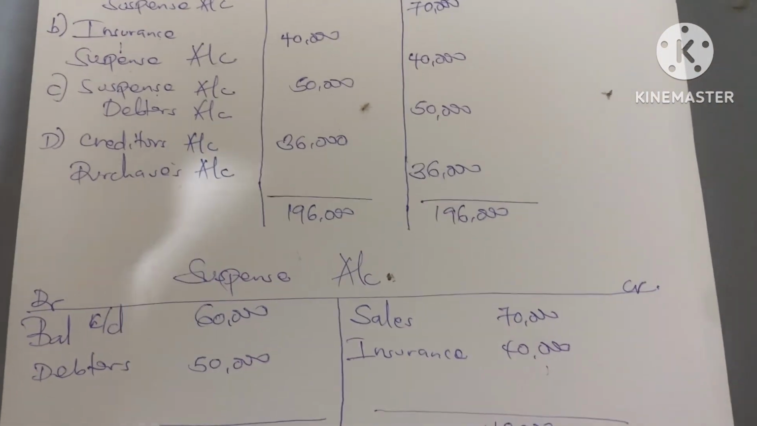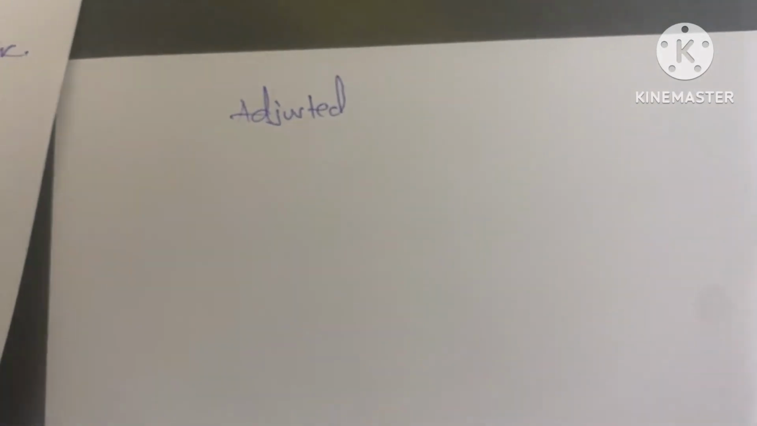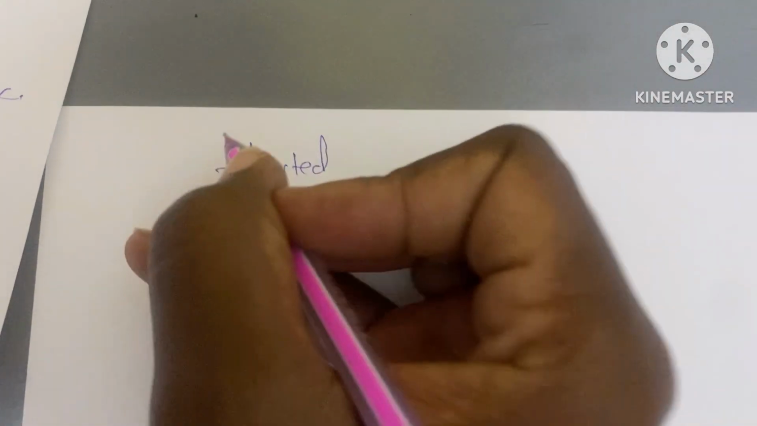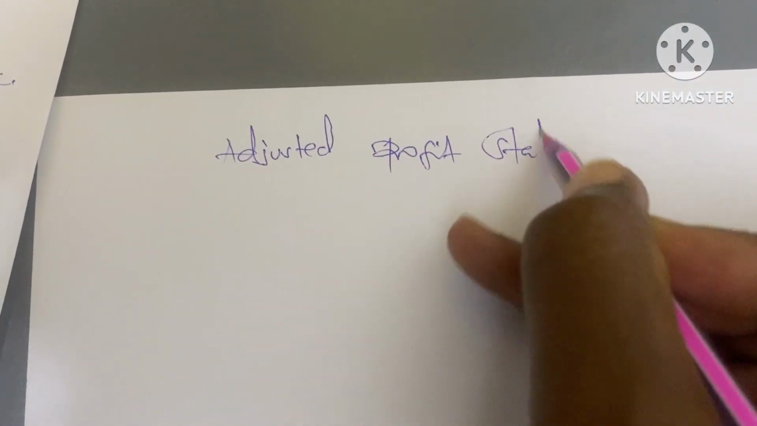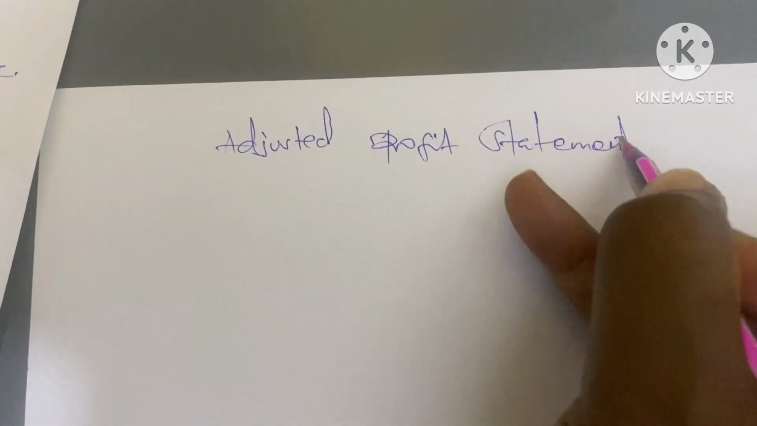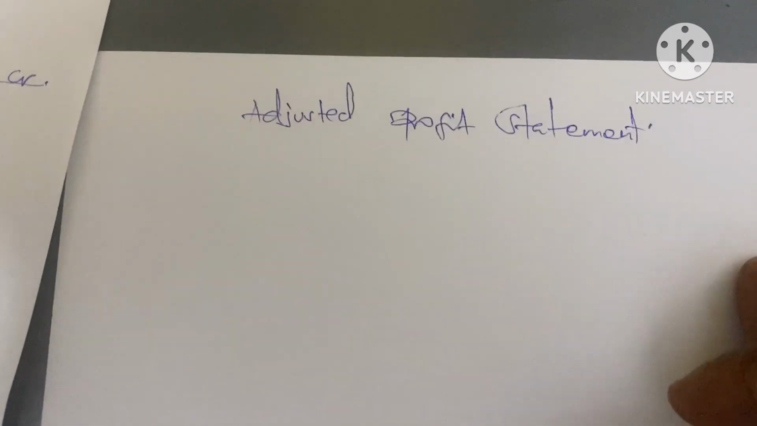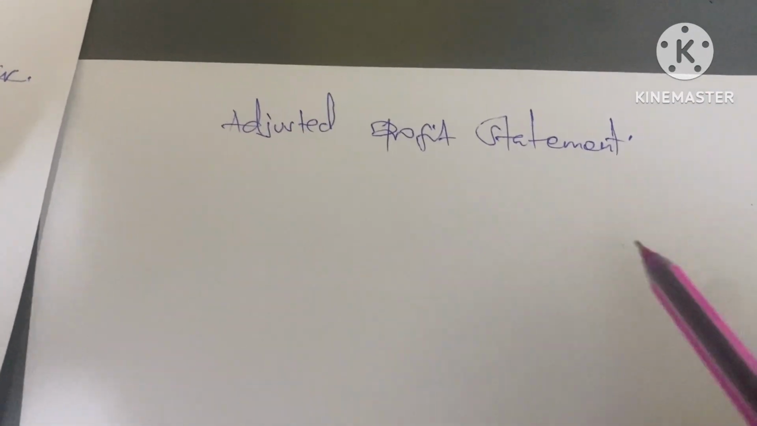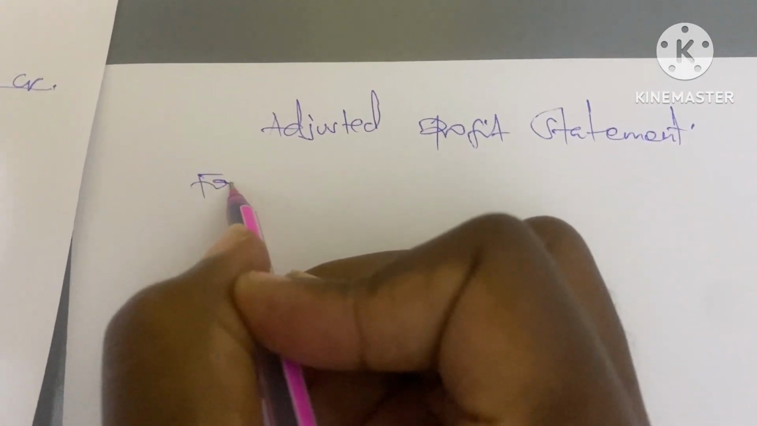Then they also want us to prepare the statement of adjusted profits. So let's prepare the adjusted profit statement. So before we do the actual thing, I have to tell you something. So here, the adjusted profit statement, this is the formula that can help you.